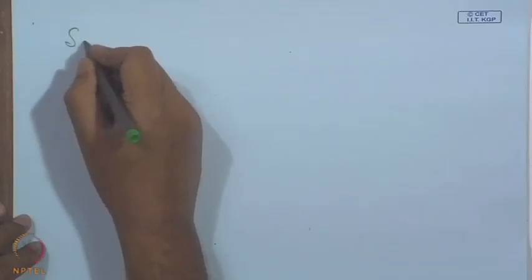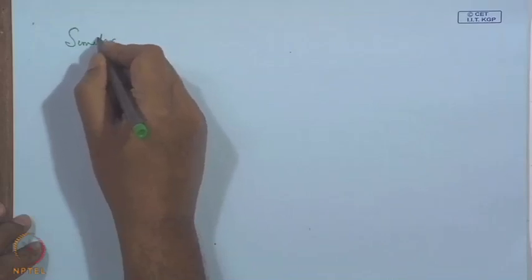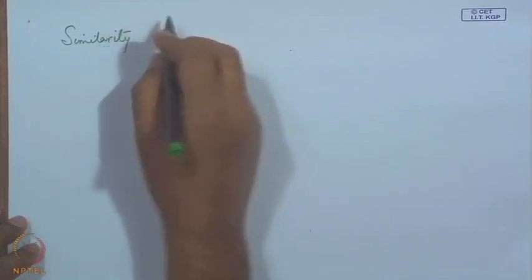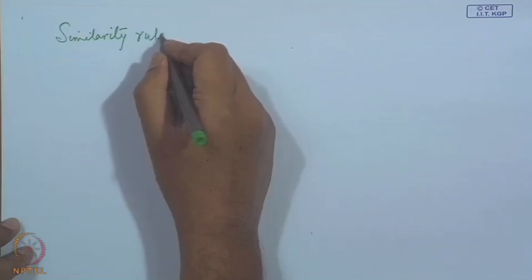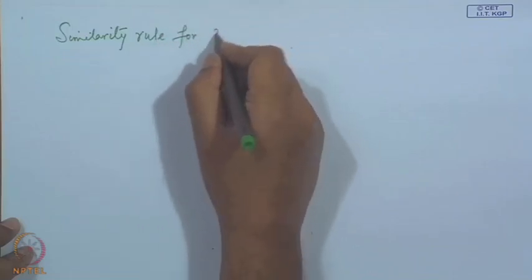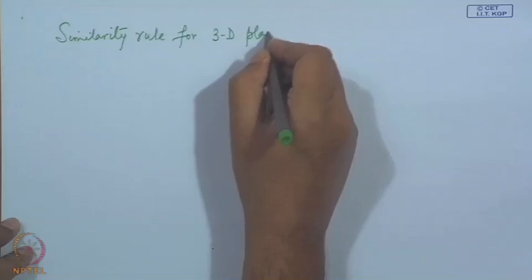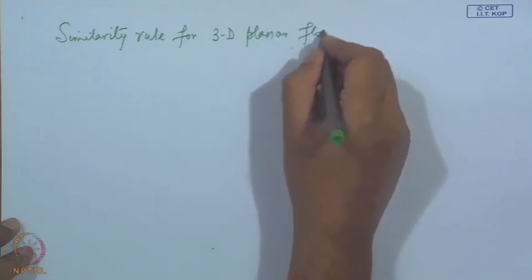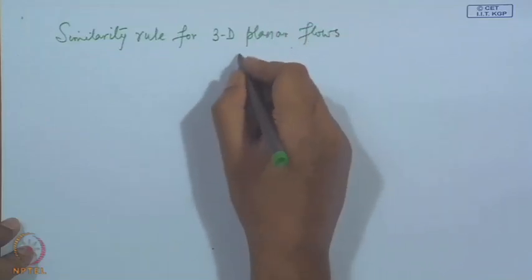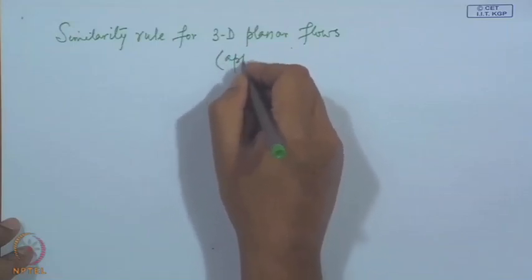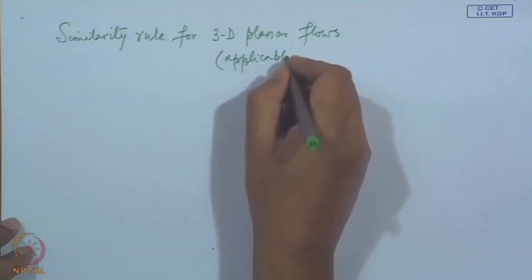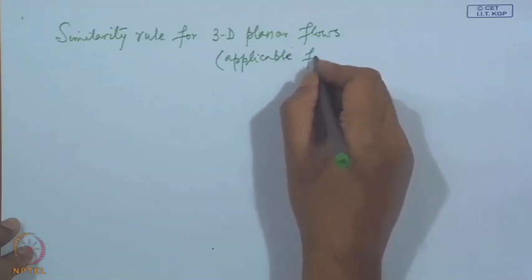Let us now consider the 3-dimensional planar flows. Similarity rule for three D planar flows, which are quite important because these are applicable for flow over wings.